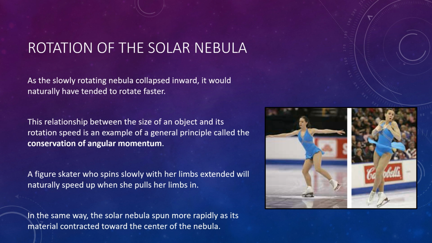We're getting into a little bit of physics here, but this relationship between the size of an object and its rotation speed is an example of the general principle called conservation of angular momentum. Figure skaters make use of this. When a spinning skater pulls her arms and legs in close to her body, like you can see on the right, the rate at which she spins automatically increases. In the same way, the solar nebula spun more and more rapidly as its material contracted toward the center.